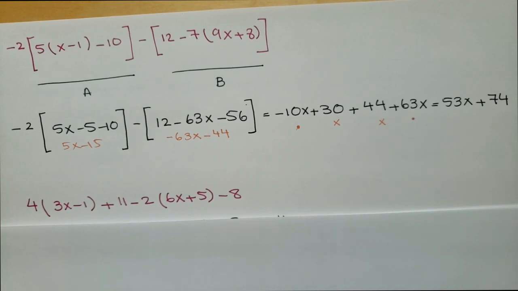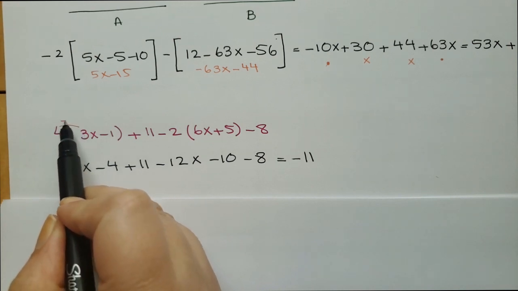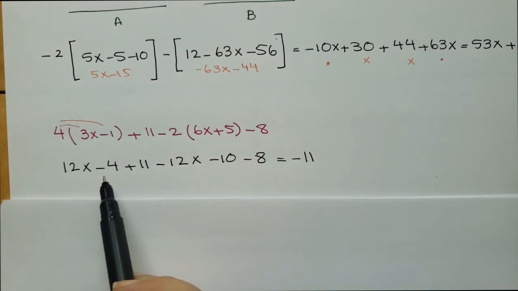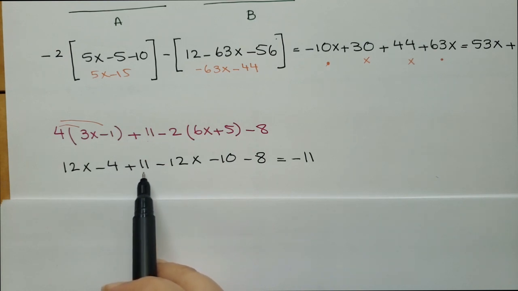One more example of multiplication. Here I have two parentheses, and the first parenthesis has got a number in front. The second one also has got a number in front. So let's do it step by step. I multiply this 4 by each term, so that would be 12x minus 4. This 11 stands alone by itself, so it's 11.